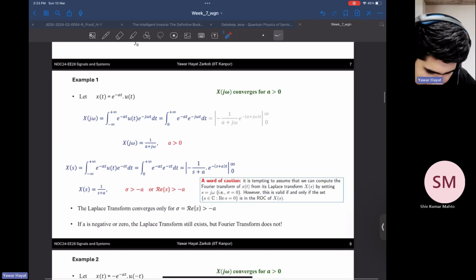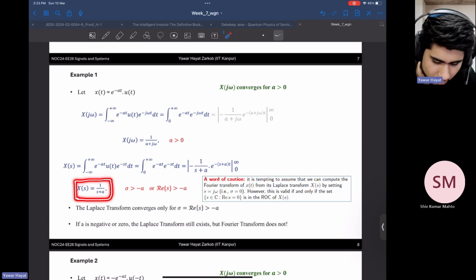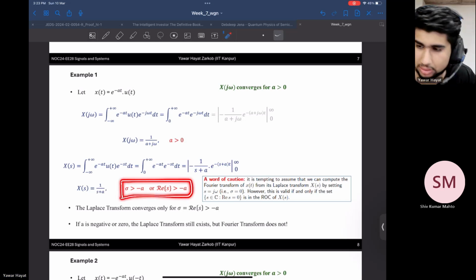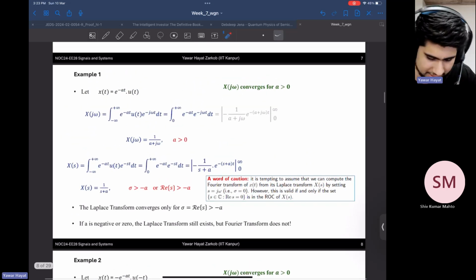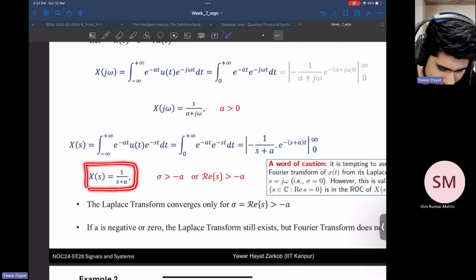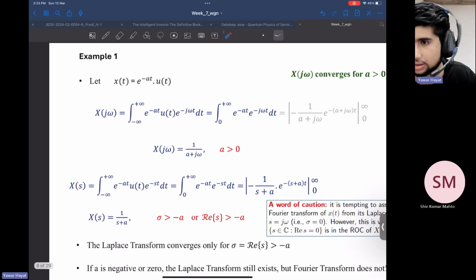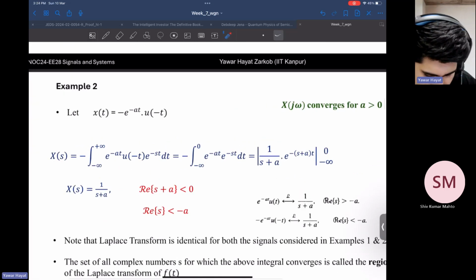So what did we see in this example? We saw that we got the Laplace transform 1 by s plus a corresponding to some signal, and there was some ROC. The point of the next example is that we'll again get the same Laplace transform, but we'll have a different ROC, and likewise a different signal to which it corresponds. So for example, if x of t is minus exponential of minus at u of minus t, what would be the Laplace transform in this case?